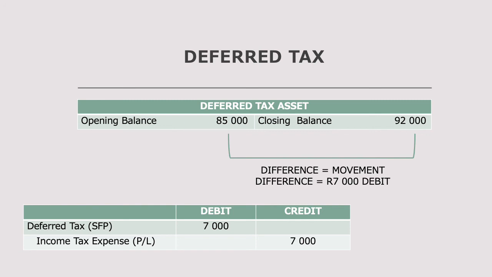Once again, why is income tax affected? Because one of the three major components of income tax is our deferred tax movement for the year. Please remember that at FRK 201 level, you are only required to be able to take into account the difference in the movement and how to record that.